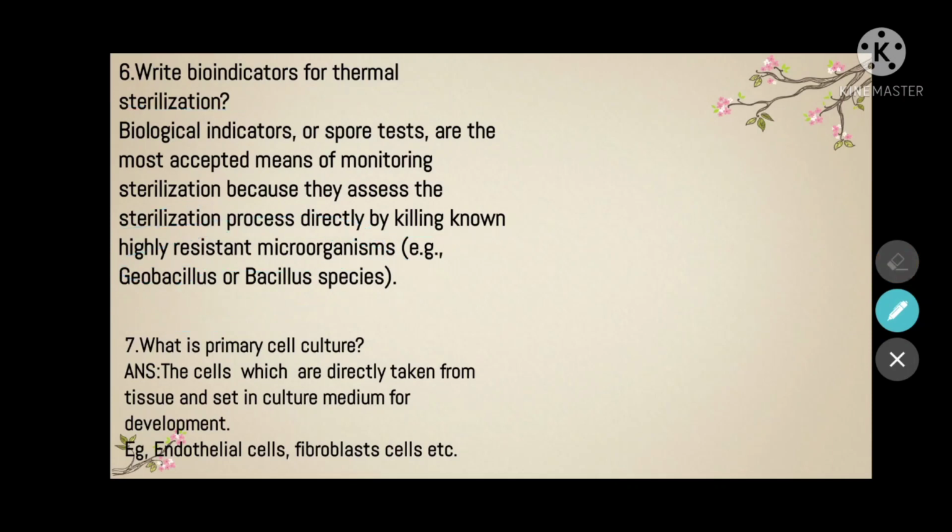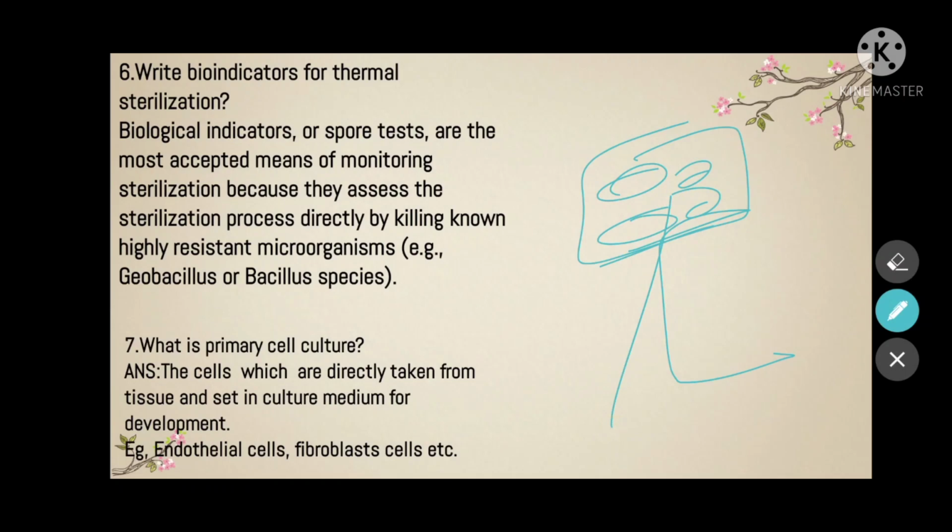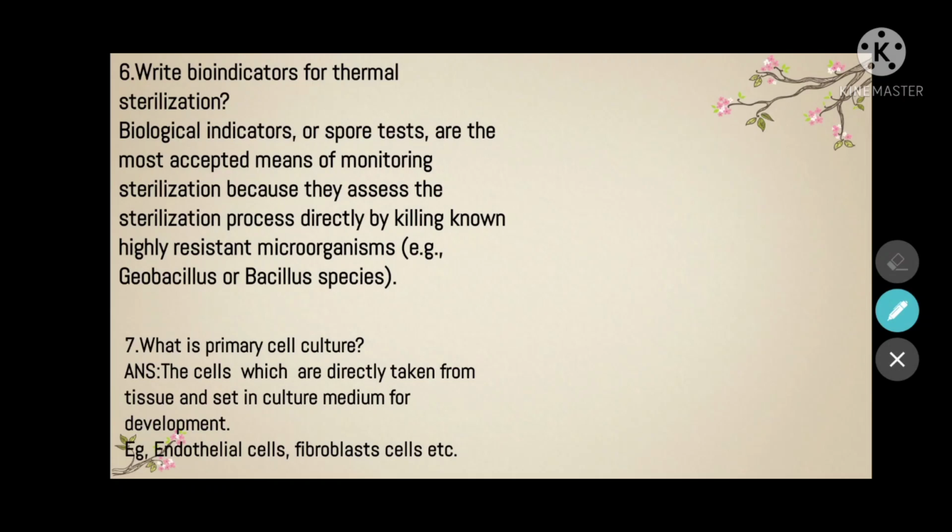Now what is primary cell culture? The cells which are directly taken from the tissue and set in culture media for development. Simply, it is a culture which is directly prepared. For example, this is the tissue. Now what we are doing is directly taking the cells for the culture from this tissue. This is known as the simple or primary cell culture. Examples are endothelial cells and fibroblasts. These are all examples of primary cell culture.